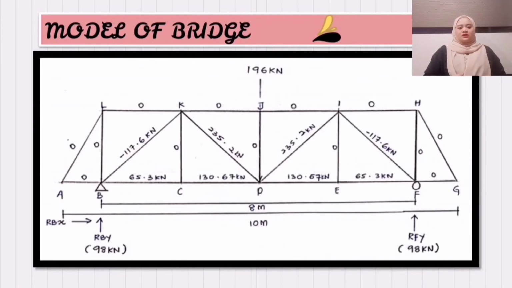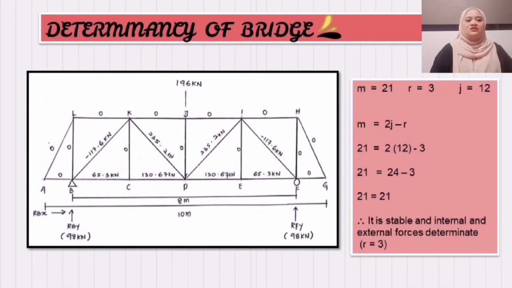So the point load is located at the center span of the bridge, which is at joint D. And also, we use the pin and roller support for our bridge. Determinacy and stability of the bridge: M equals 21 because we have 21 members. R equals 3 because the pin support has 2 directions and the roller support has 1 direction.